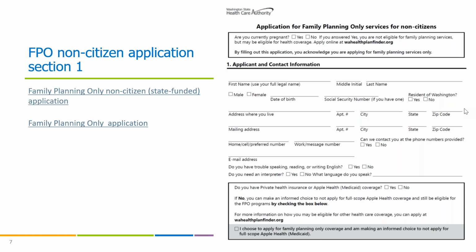Okay, the next question is, is the program good for 12 months? Yes, the family planning only benefits are available once approved for 12 months.